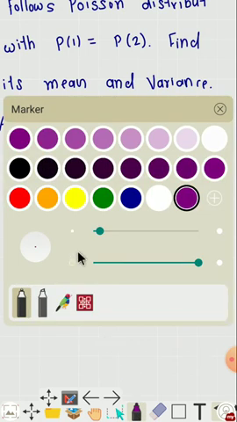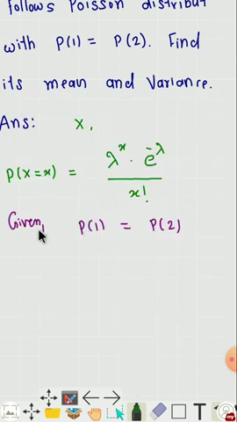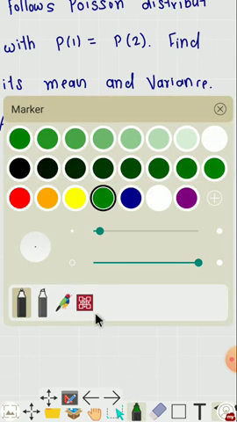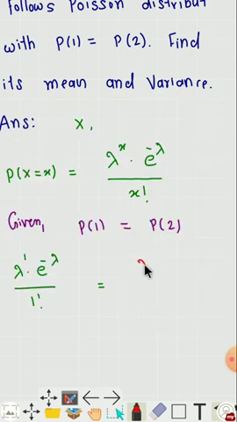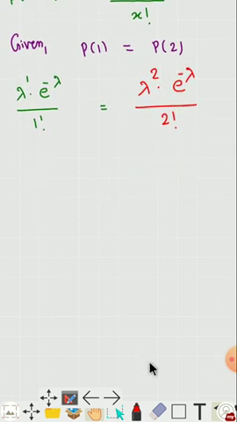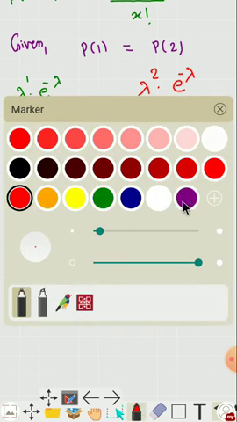So we write p of 1 here. What is p of 1? From this formula it must be lambda raised to 1 into e raised to the power minus lambda divided by 1 factorial, so x is equal to 1 here. And on the right hand side, what will be p of 2? It is lambda square into e raised to the power minus lambda divided by 2 factorial. Here x is 2. So we just have to simplify this expression and find the value of lambda. So it is very easy.